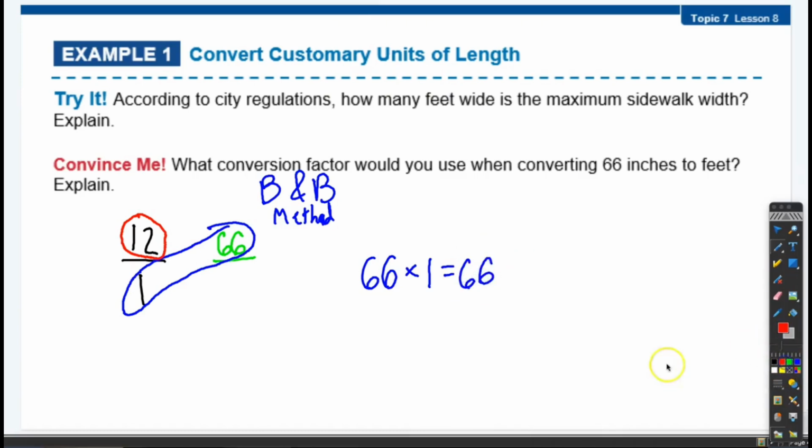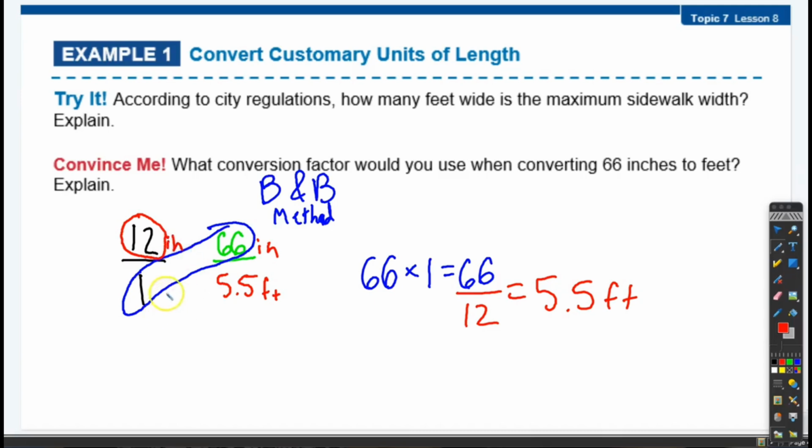And then we divide by 12. Everybody with me? We've got 66 times 1 to get 66, divided by 12. And that will be 5.5 feet, because we converted it to feet. So this 66 inches will be 5.5 feet. And this is inches, this is inches, this is feet, foot, it's just 1 foot.